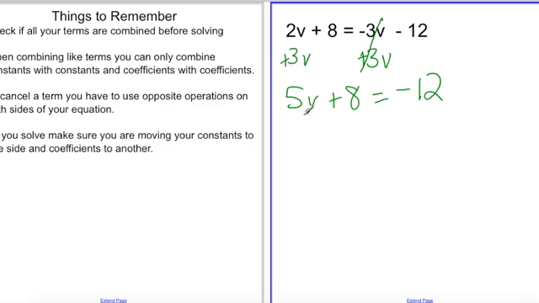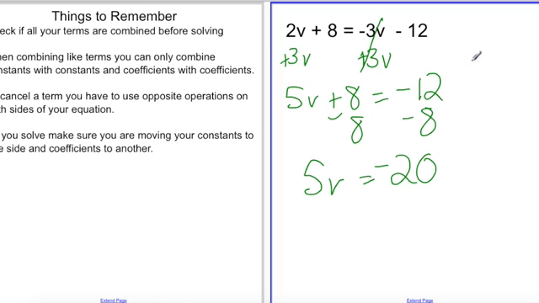Now from here, I need to subtract by 8, because here we're adding it. So I subtract by 8 on both sides, and I'll have 5v equals negative 20, because negative 12 minus 8 is the same thing as saying negative 12 plus negative 8, which will give me negative 20. I divide both sides by 5. And watch out here because I do have a negative 20, so v is going to equal negative 4.